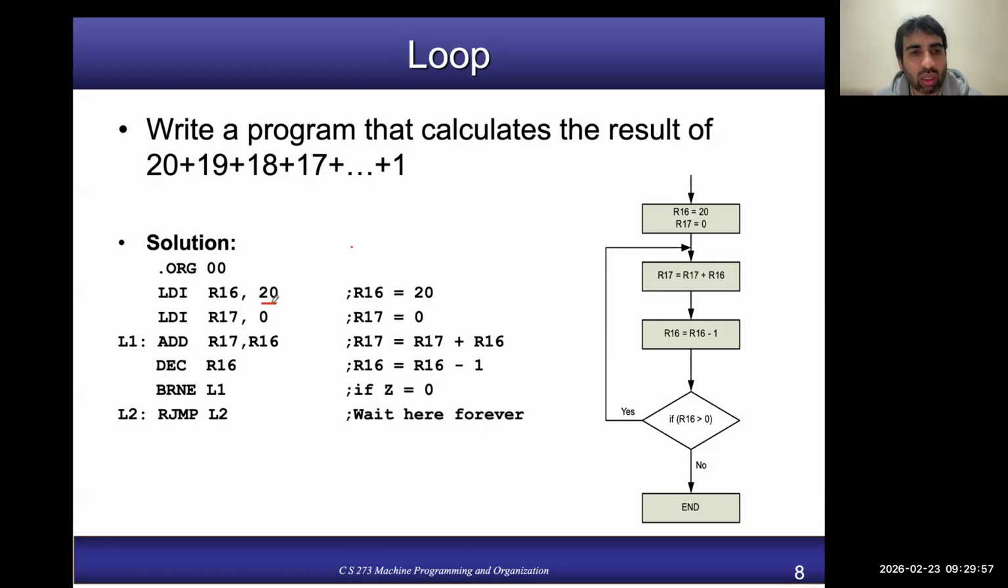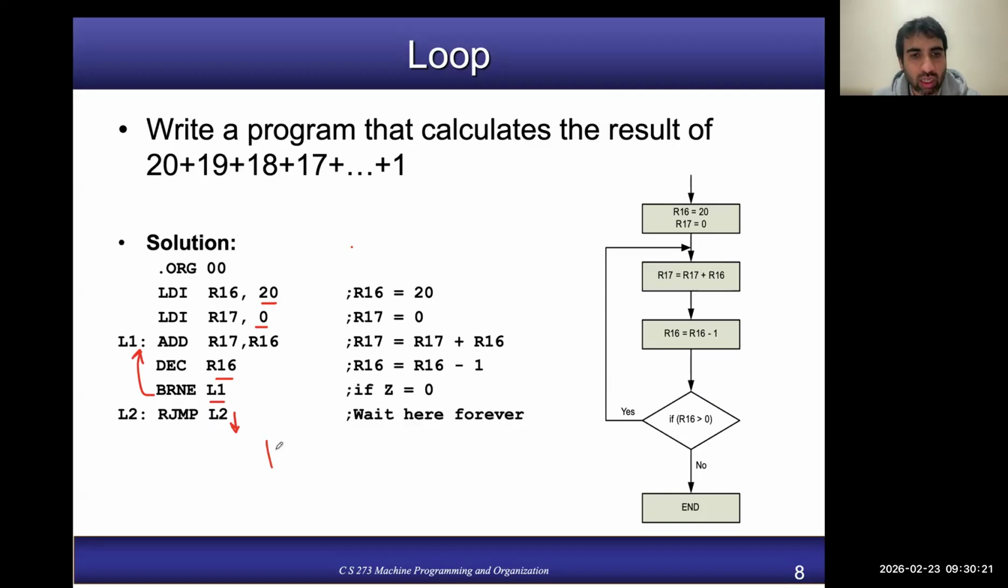So you are putting 20 in R16, you are initializing R17 to 0, then you will keep adding R17 and R16, and in every iteration you are decrementing R16 by 1, and then you are testing if it has become equal to 0. If not, then go back, and if it has become equal to 0, then go to the next instruction, which is an infinite loop, right?